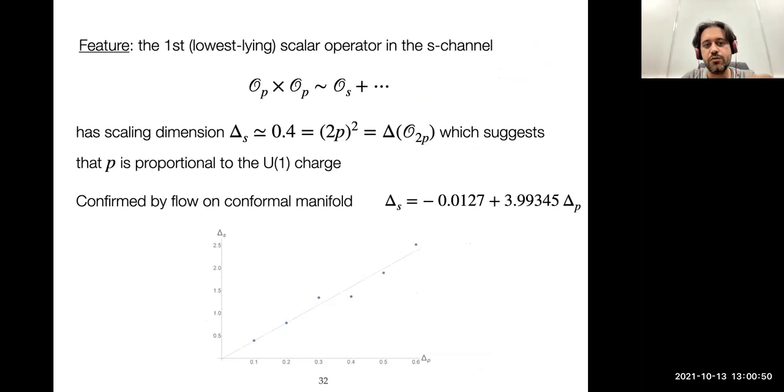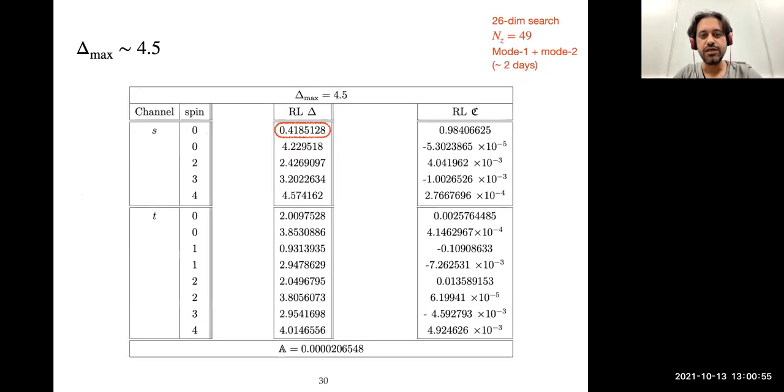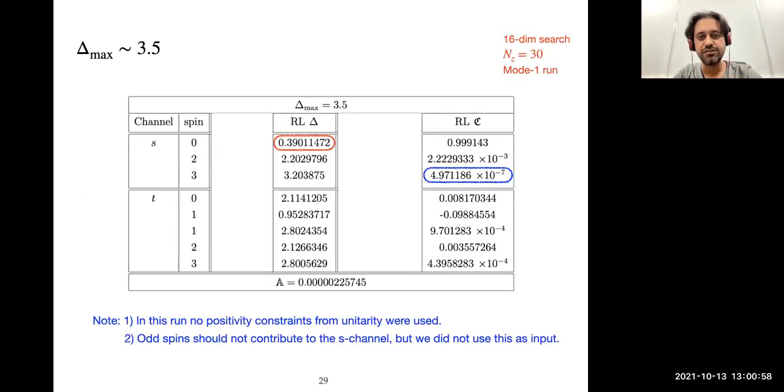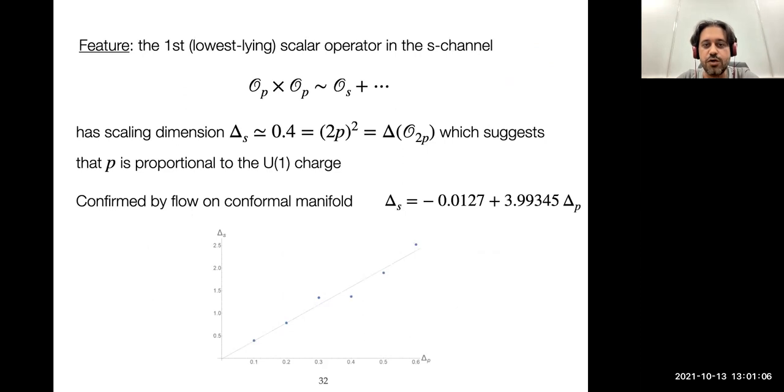Okay, so one feature that I want you to see, I don't want to take too much more time, just a couple of minutes, is this red circle. You see the low-lying scalar operator, 0.39, 41, 40. It goes towards 0.4, which is 4 times p squared. So in other words, this OP seems to have a scaling dimension which is like 2p squared. So since the U1 R charge is an additive quantity, it seems like this label P here, which was the square root of delta, looks like something proportional to the U1 charge.